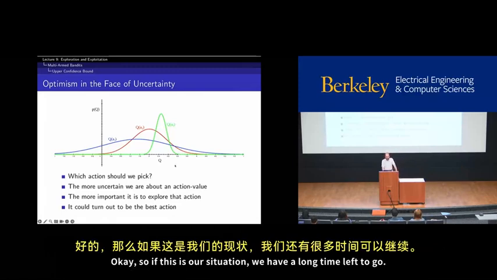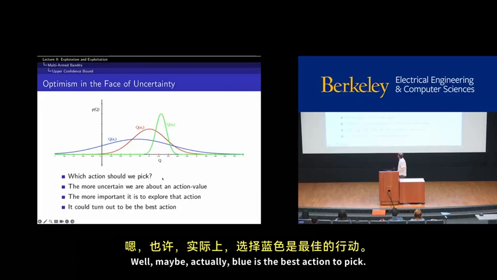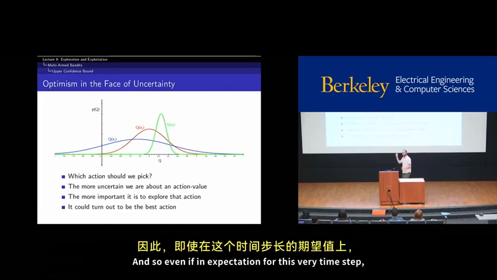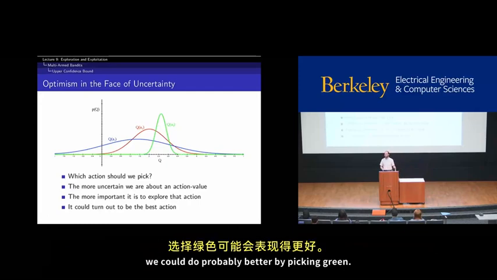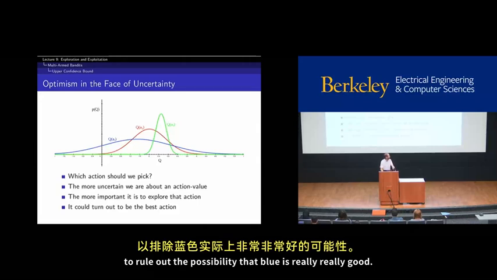Okay, so if this is our situation and we have a long time left to go, which action should we pick? Well, maybe actually blue is the best action to pick because there's some chance that it's way better than how good we think green and red are. And so even if in expectation for this very time step we could do probably better by picking green, it's probably worth picking blue in this setting to rule out the possibility that blue is really, really good.